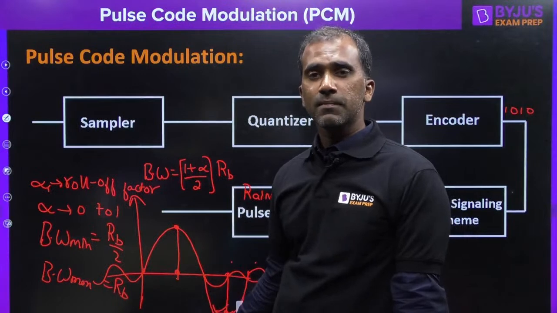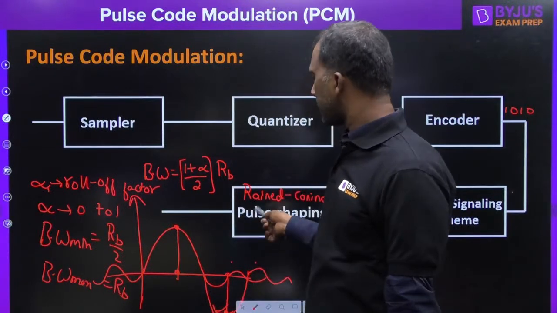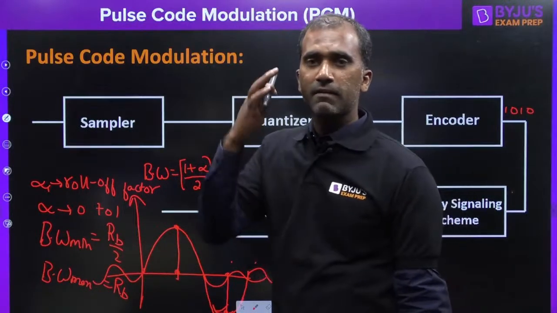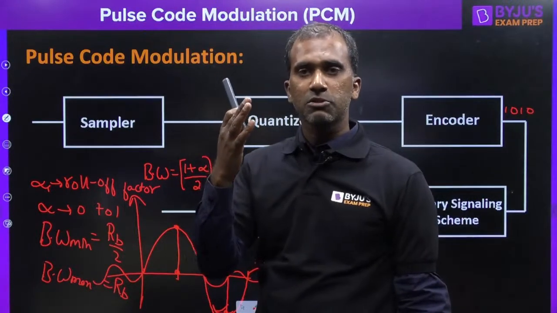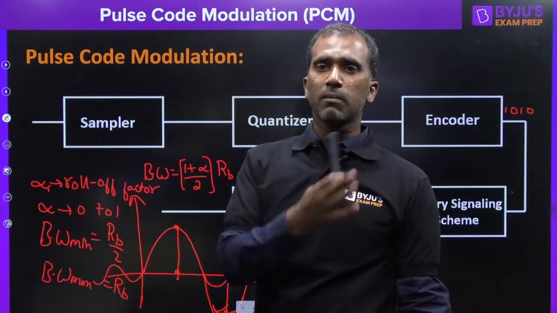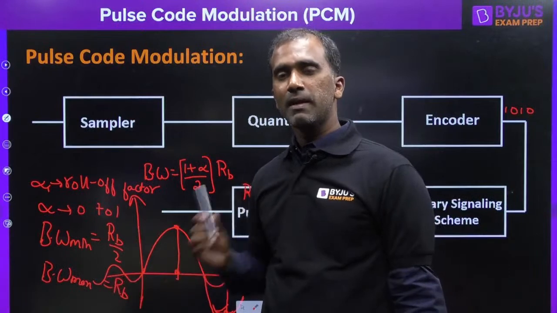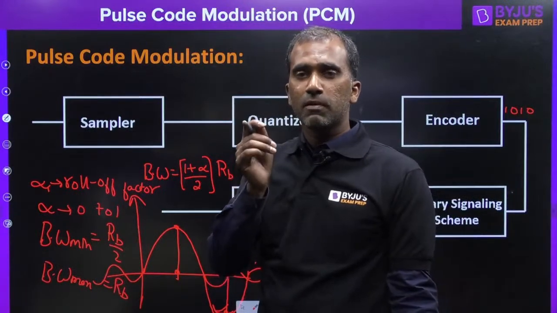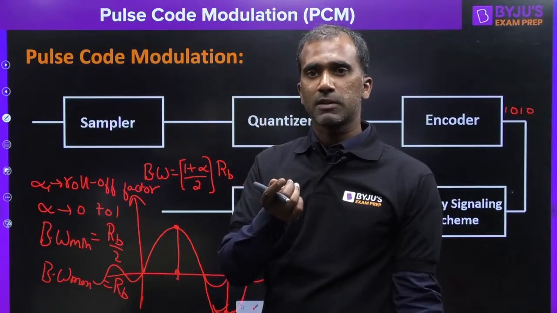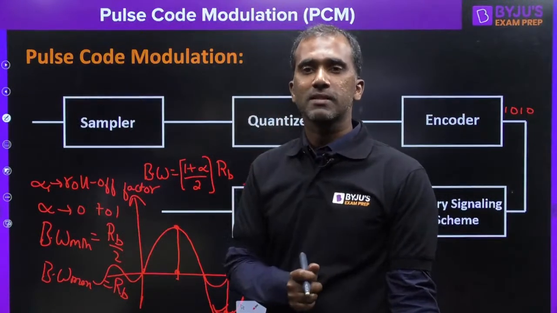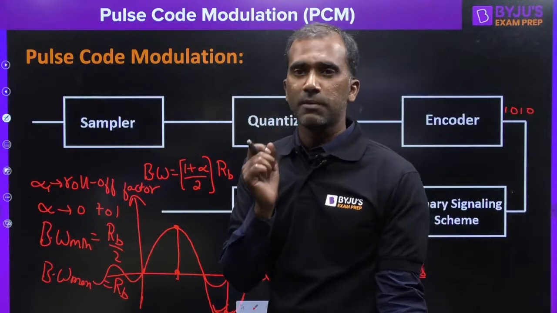With pulse shaping, the maximum bandwidth is RB. When they say maximum, we are very clear. When they say minimum, it is very clear. But when they ask the question of just bandwidth, without saying minimum or maximum, that is when confusion arises. Many times in digital communication, the confusion is about whether they are talking about minimum or maximum bandwidth. In those cases, you have to be very careful.